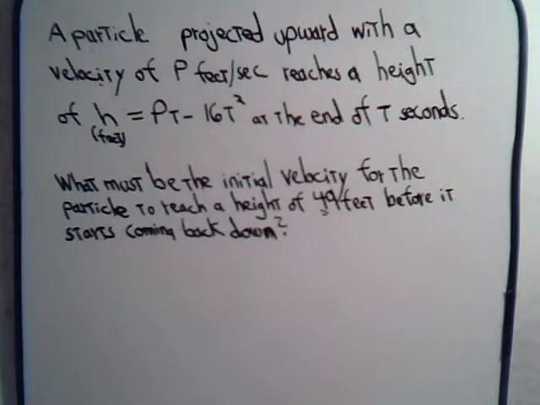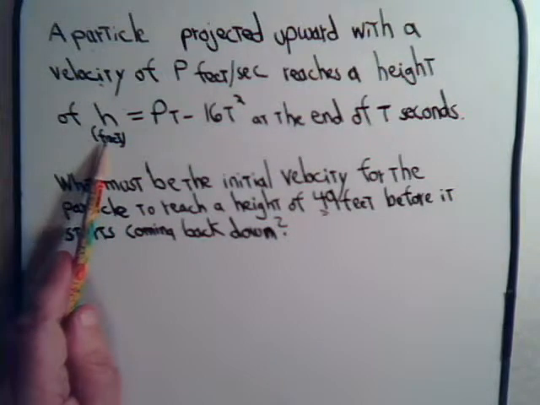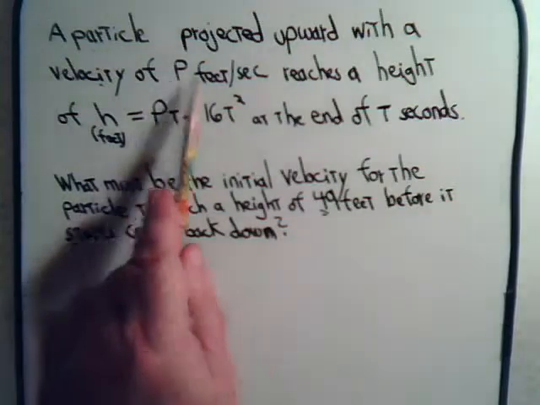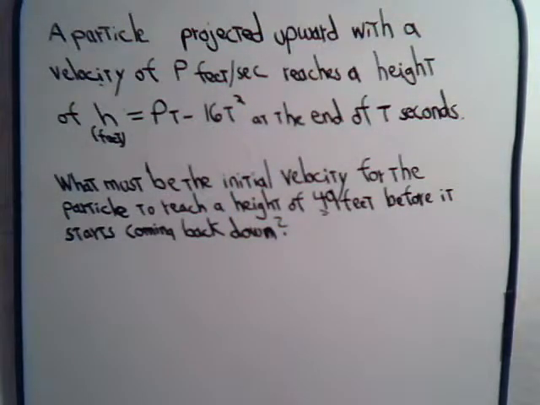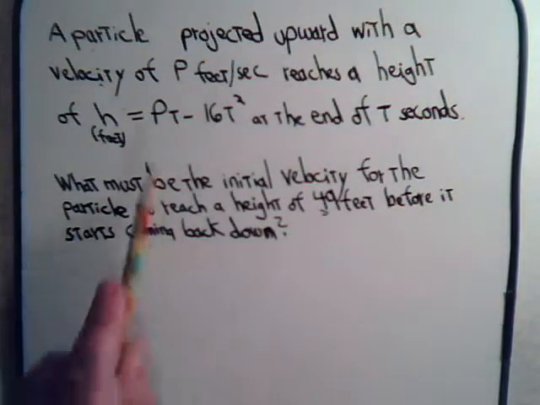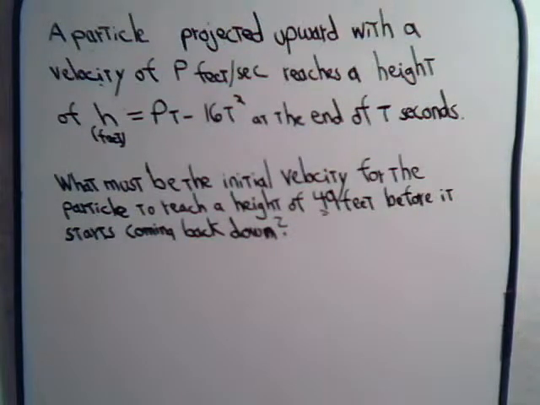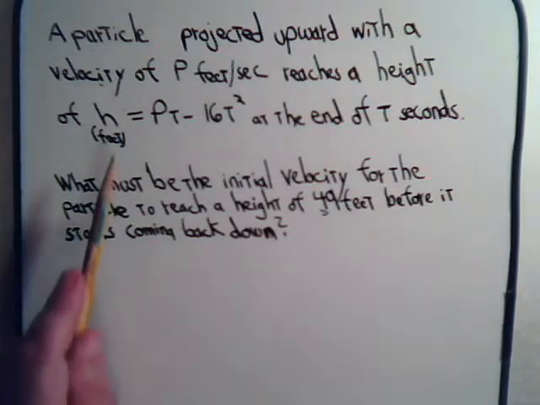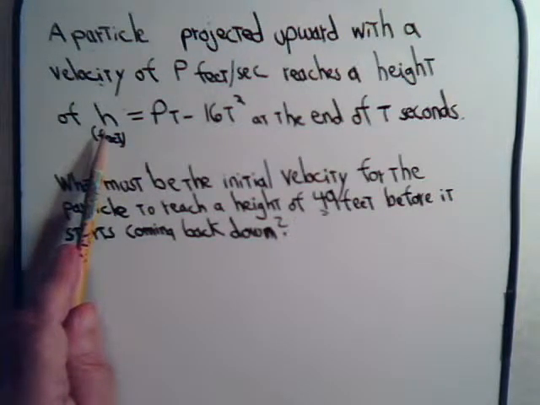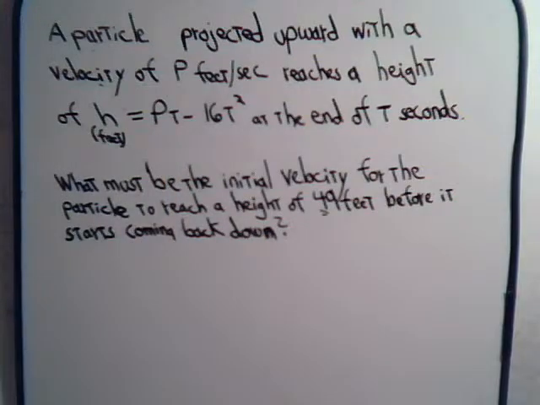The time is measured in seconds, the distance is measured in feet, and our velocity is measured in feet per second. So the height of the particle at any time depends upon what our initial velocity is. And we're asked this: if we want to have a maximum height for the particle of 49 feet, what does the initial velocity have to be?